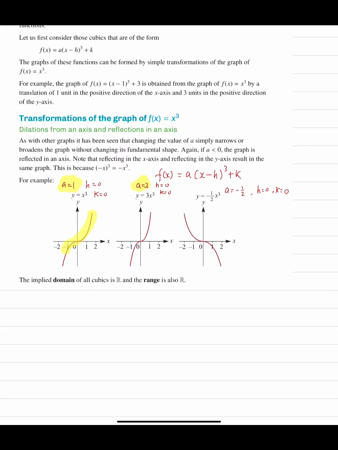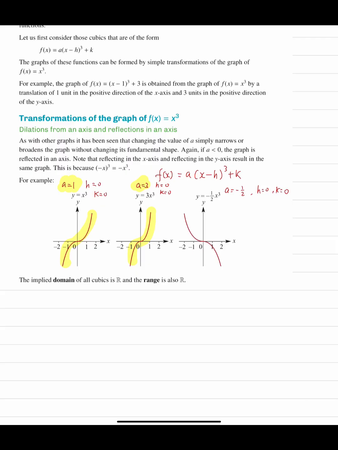Firstly, while a is equal to 1 compared to a equal to 3, you can say the graph has been dilated from the x-axis. You can see it tends to be stretched or expanded away from the x-axis. So this is what we call the dilation factor from the x-axis.